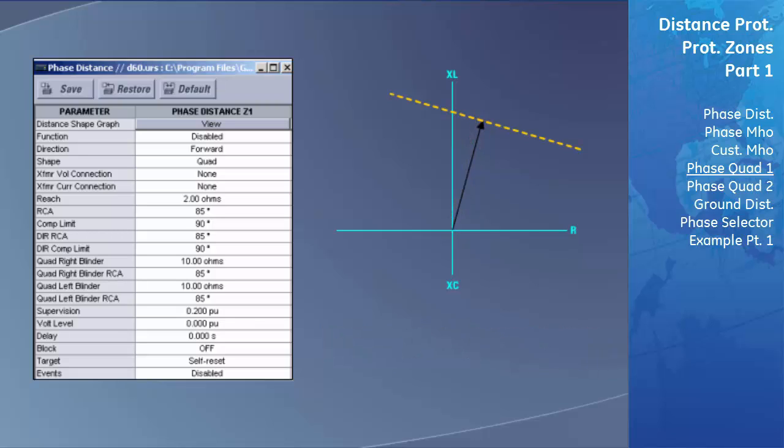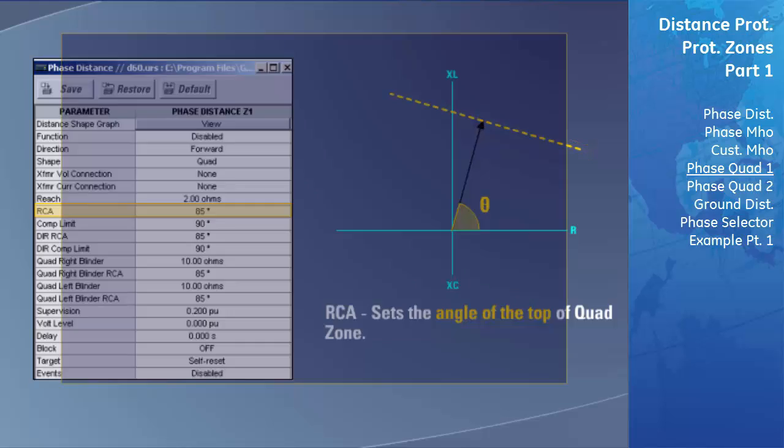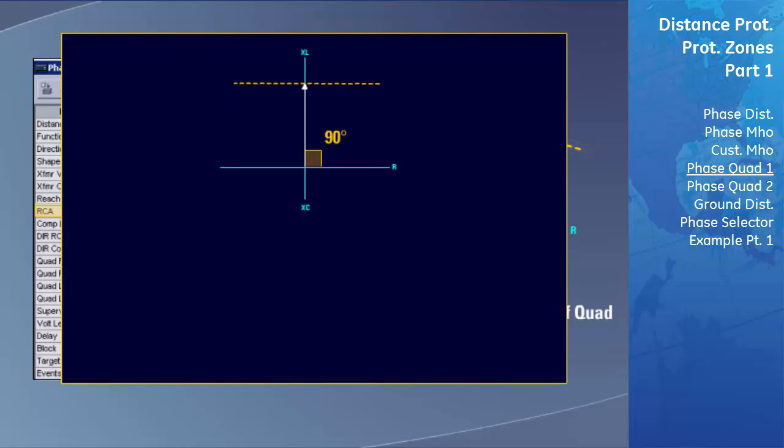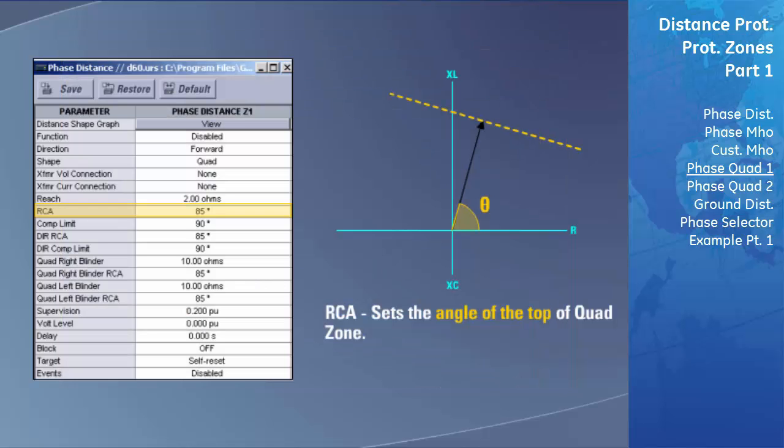The next comparator is the reach impedance angle. The angle of the reach impedance is used to adjust the angle of the top of the quadrilateral characteristic. An angle of 90 degrees will result in a line that is completely horizontal. Any angle less than 90 degrees will cause the line to tip in the resistive direction. The reach impedance angle is entered in degrees in the field labeled RCA, which stands for reach characteristic angle.